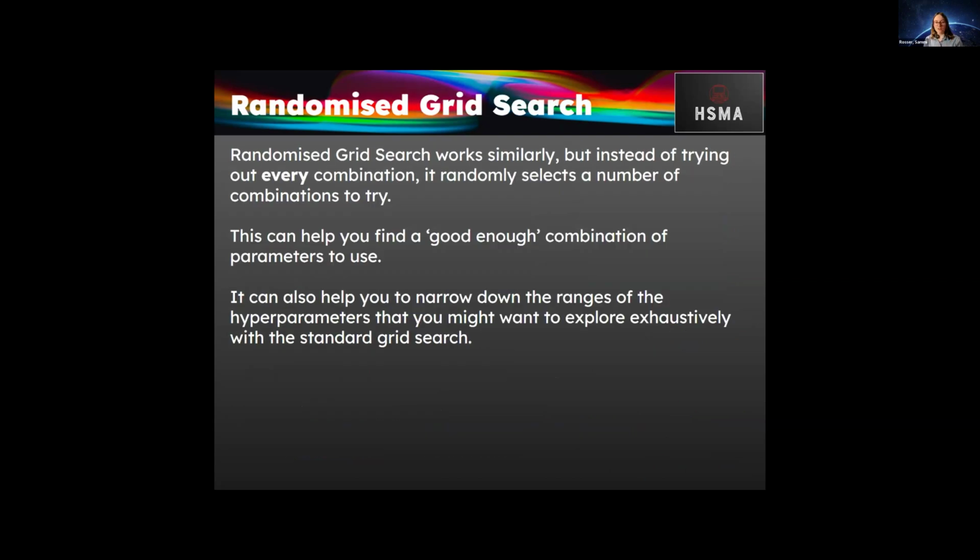We can try instead something called randomized grid search. Instead of trying every combination, it randomly selects a certain number of combinations to try. This can help you find perhaps a good enough combination of parameters.